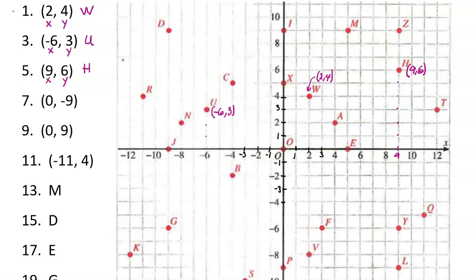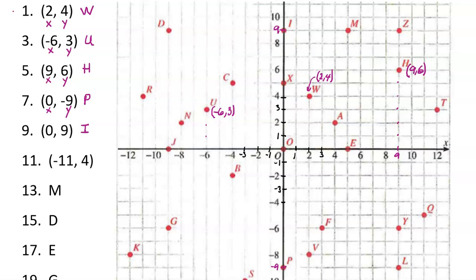Okay, number 7. The x value is 0. The y value is -9. You start at the origin. Now the first number is 0, so that means stay at 0 on the x-axis. The second number is -9, so find -9 on the y-axis. That's down, all the way down until you get to -9. And we can see that that is point P. So number 7 is point P. Now number 9, this one's real similar, but this is 0, +9. So on the y-axis, all the way up to 9 is point I.